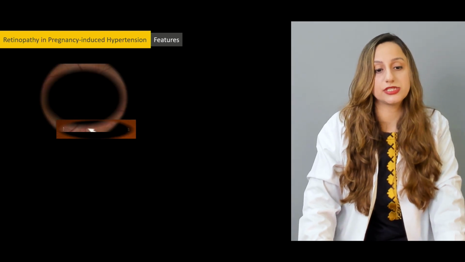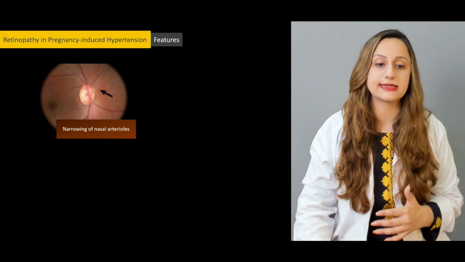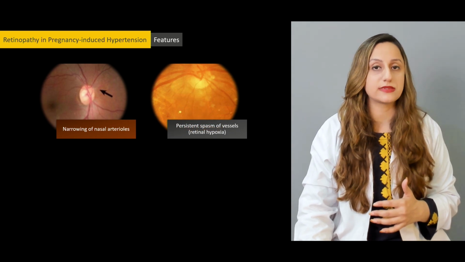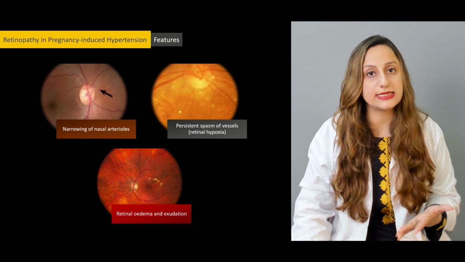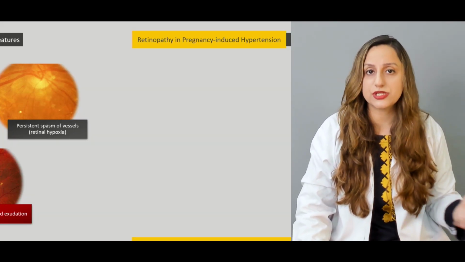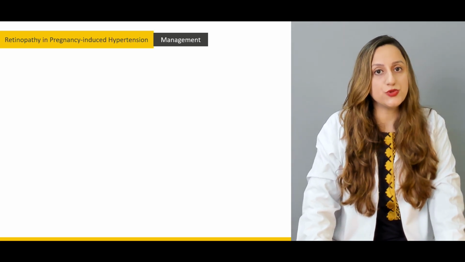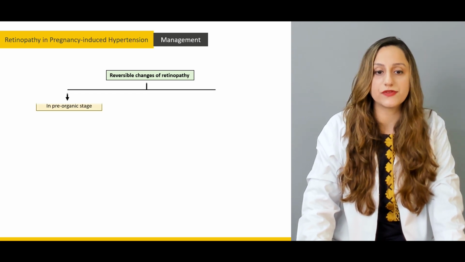On the other hand, we have retinopathy in pregnancy-induced hypertension. The features would include narrowing of the arterioles, and then we have persistent spasm of the vessels, which is causing retinal hypoxia. The retinal edema and the exudates would be released due to the same mechanisms that we've already discussed at the hypertension level. The retinopathy produced due to pregnancy-induced hypertension has reversible changes.